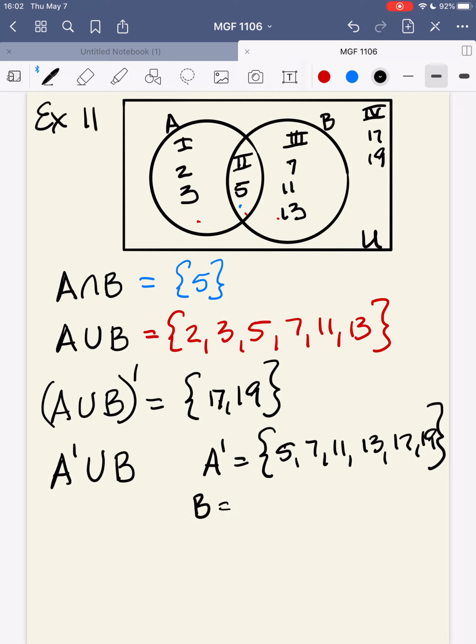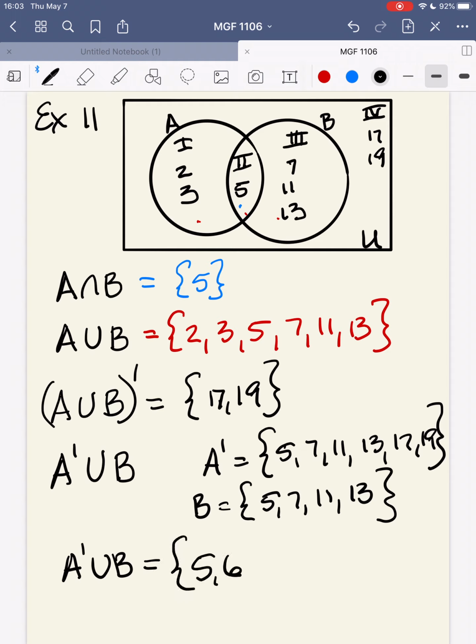B, nice to kind of write it out. You don't necessarily have to. Is 5, 7, 11, and 13. And what's in A, what's in B, or both? This ends up being just our A complement. Okay, so our A complement union B is going to be 5, 6, or that's no 6. Caught myself. Be careful when they don't go in order. 5, 7, 11, 13, 17, and 19.